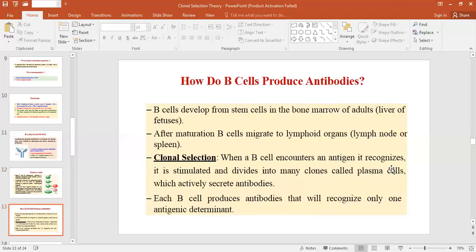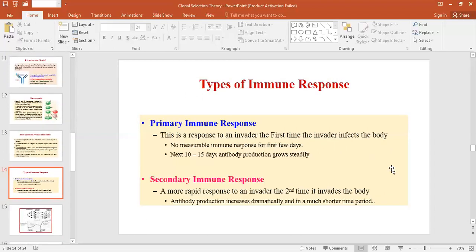Now, how do B cells produce antibodies? The B cells develop from the stem cells in the bone marrow of the adult, and then they mature and migrate to the lymphoid organs, say lymph node or spleen. When a mature B cell encounters an antigen, it recognizes it and is stimulated, and divides into many clones of plasma cells which actively secrete antibodies. Each B cell produces antibodies that will recognize only one antigen at a time. So it's a specific clone.